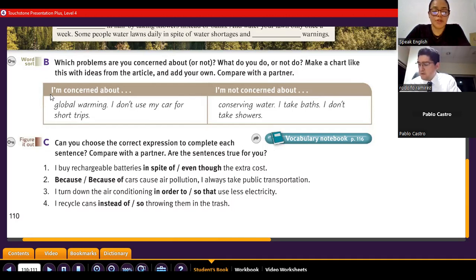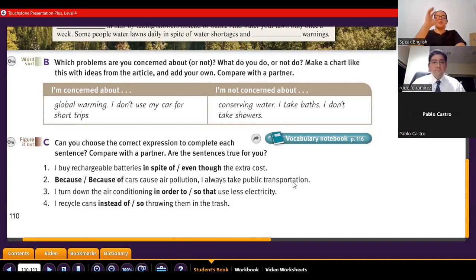Okay, Rodolfo, read number two when you are ready. Because cars cause air pollution, I always take public transportation. Okay, very good. Do you have the same answer, Pablo? Yeah. That is the correct answer. Number three, Pablo. I turn down the air conditioning in order to use less electricity. Very good. Excellent. And number four, Rodolfo? I recycle cans instead of throwing them in the trash. Pablo, do you have the same answer, instead of? Yes. Perfect. Those are the correct answers for this activity.